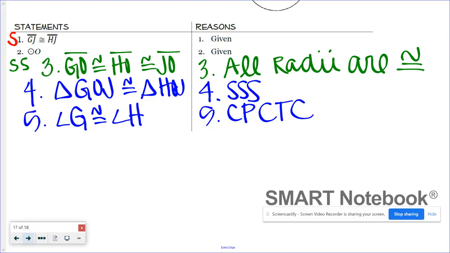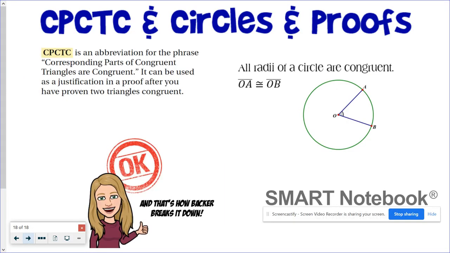That's CPCTC and circles and proofs. So remember, CPCTC stands for corresponding parts of congruent triangles are congruent, and it can be used after you have proven two triangles are congruent. And then a new theorem for us to use in our proofs: if we're given a circle, we can say that all radii are congruent. So I can use that given piece of information to say OA is congruent to OB.